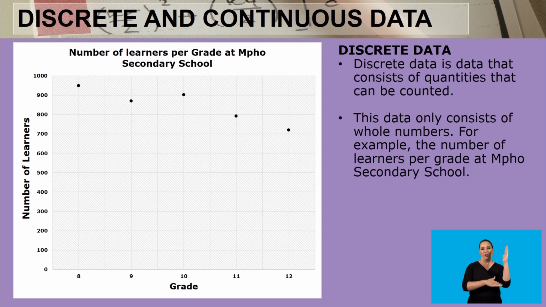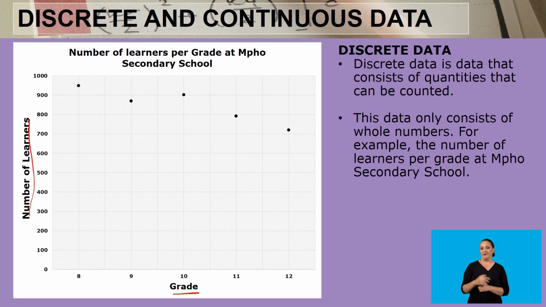When we are looking at our graph, it says there the number of learners per grade at Mpho Secondary School. So on the vertical, we have the number of learners, and on the horizontal, we have the grade. So we have the grade 8s, the grade 9s, the grade 10s, 11s, and 12s. So when we are talking about discrete data, we are talking about numbers or data that consists of whole numbers only.